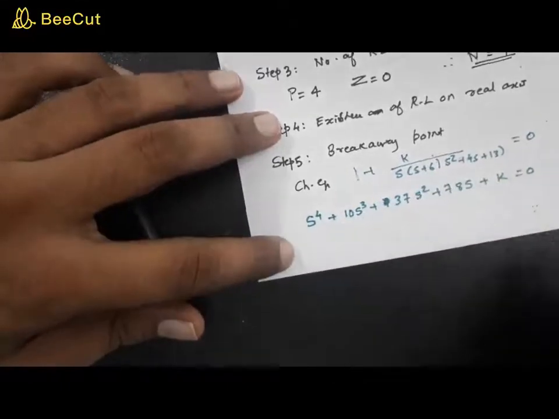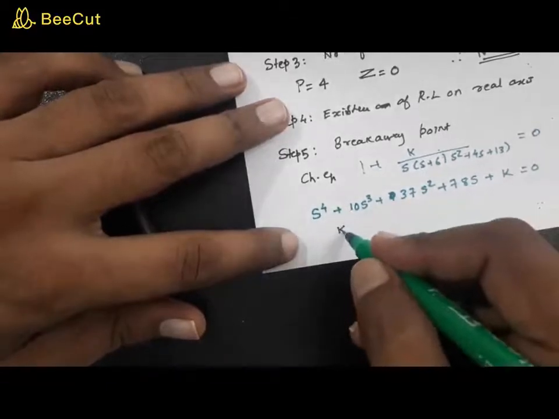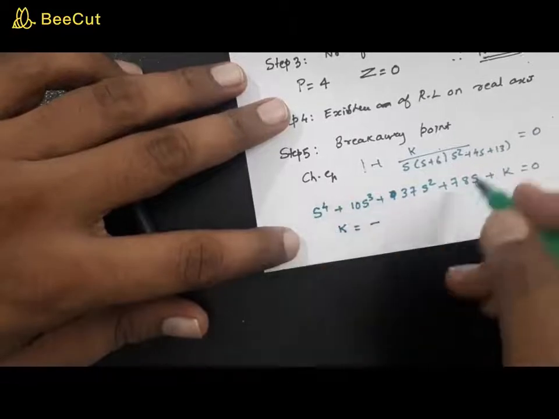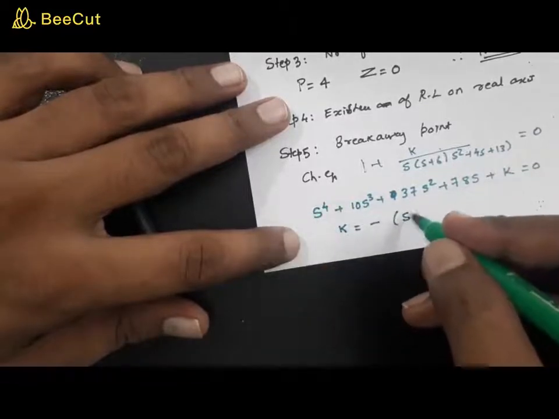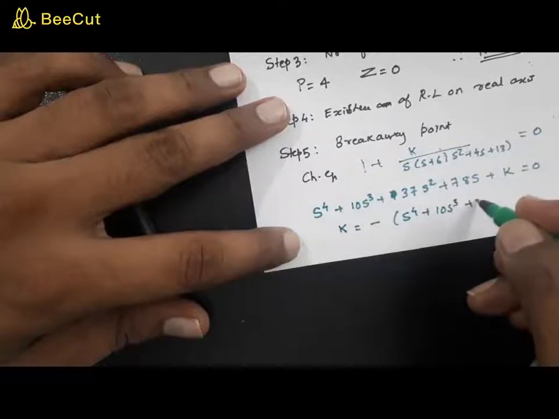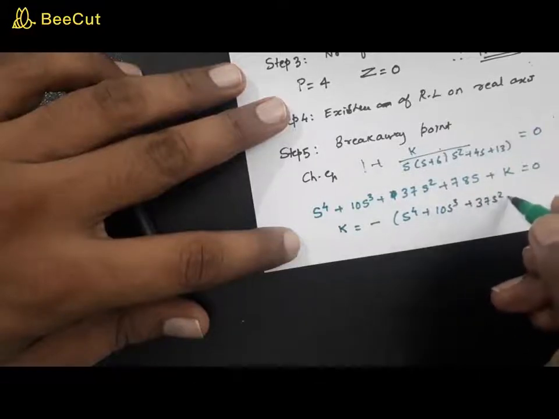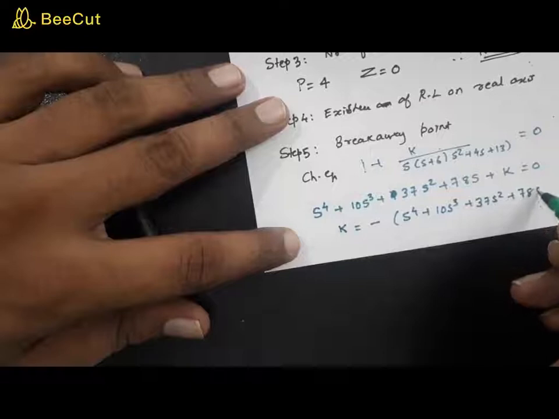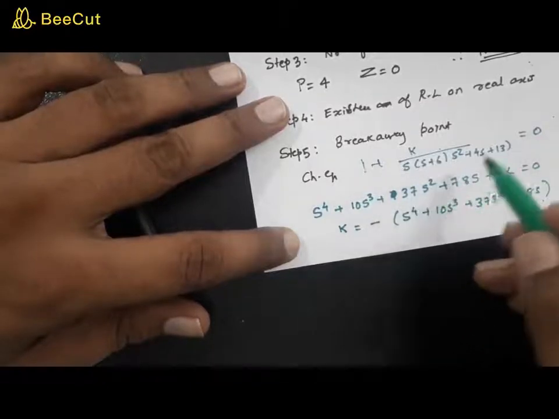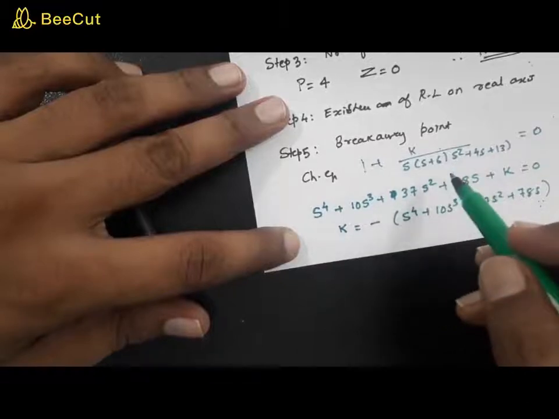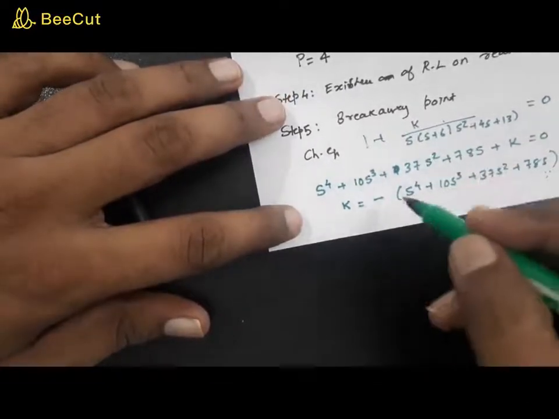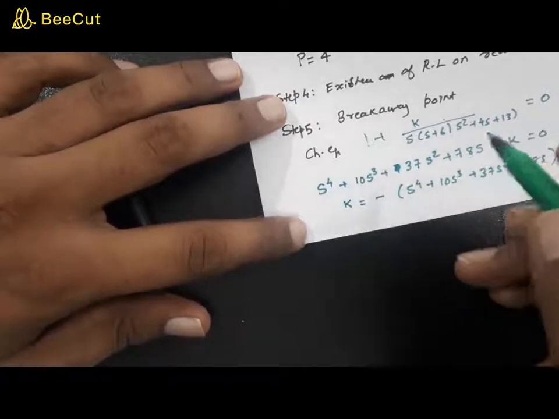Now what will you do? From this you need to find out your k. Now what is your k? K is nothing but minus of the whole thing, right? Minus of s raised to 4 plus 10s cube plus 37s square plus 78s. You must make sure that these coefficients are right. So that's why I told you to do it by yourself. Just check whether the answer is the same or not.